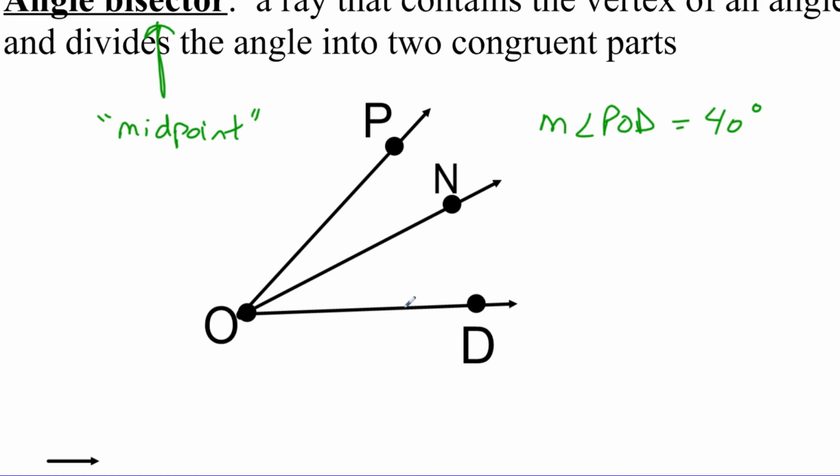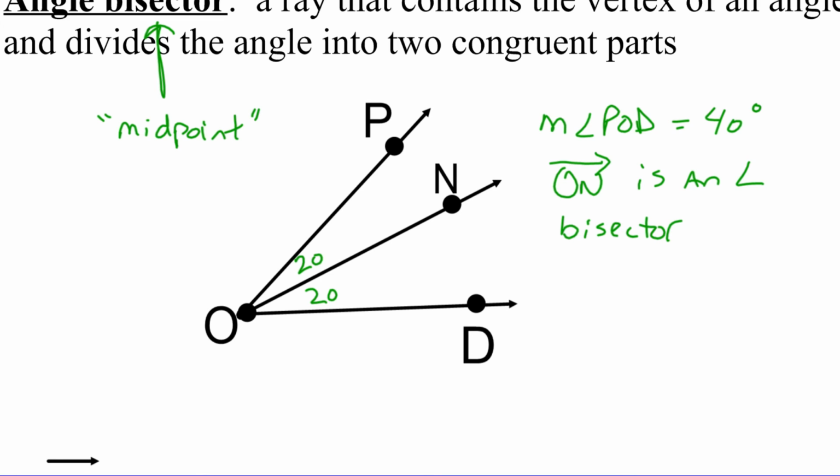So I know that this big angle is 40 degrees, and I tell you that ON, this ray going down the middle of POD, is an angle bisector, and I'm going to use the angle symbol, which you might see for an angle bisector. Then I know that that 40 degrees got split into equal parts, and the two new angles that got created have to be 20 and 20. And so the idea of angle bisector is used to split angles. So again, that word bisector means we create two equal sections.